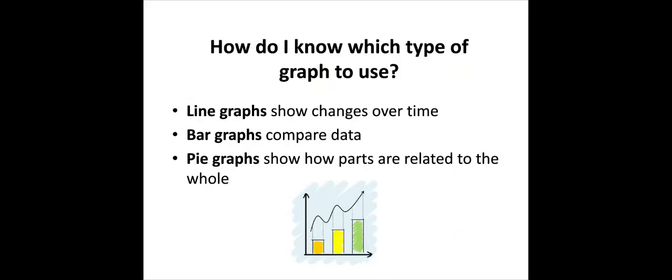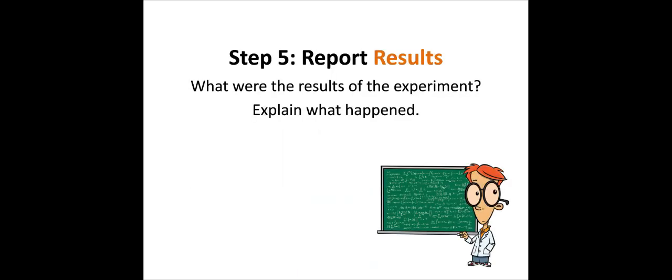How do I know which type of graph to use? So line graphs show change over time, so that might be the amount of rainfall per month. A bar graph compares data, so we might be collecting data on favorite types of movies for people in the school. Pie graph shows how parts relate to a whole, so something that goes up to 100%. So where is all the water on Earth stored? That could be a pie graph.